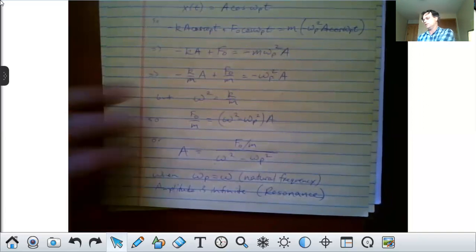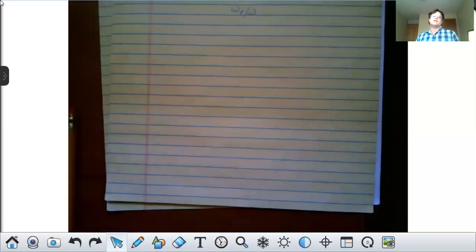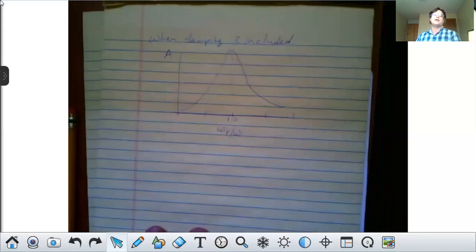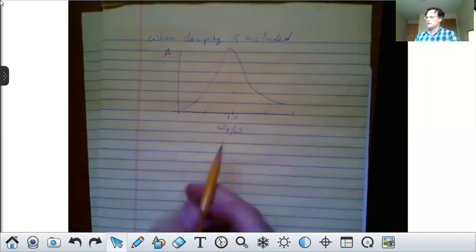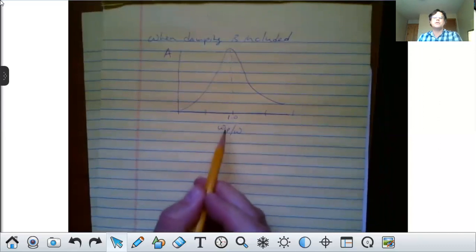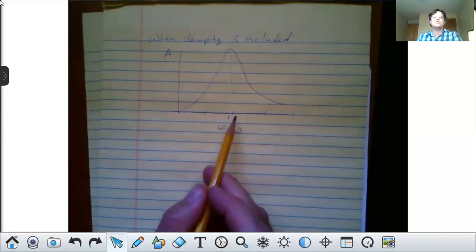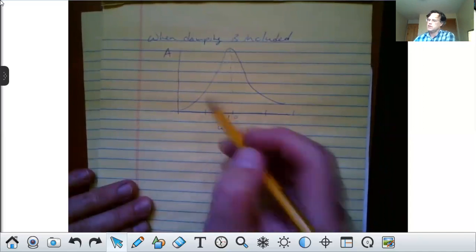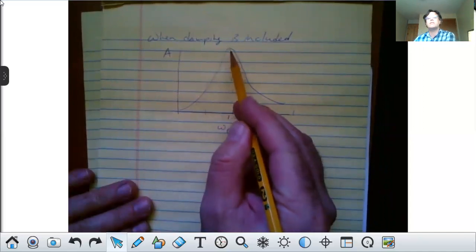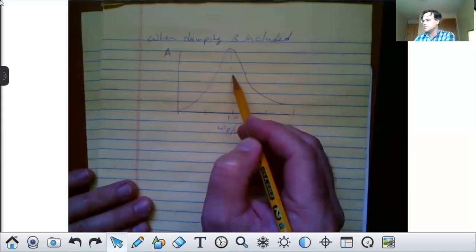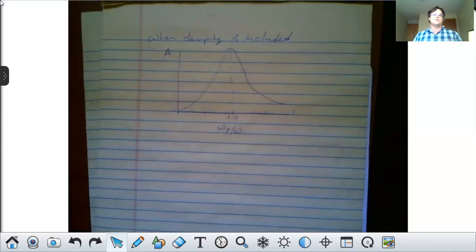Now, I should mention that if you did have damping, the amplitude does not become infinite. Let's take the ratio of my pushing frequency to my natural frequency. When it equals 1, they're equal. With damping, you'll get a large amplitude, but it will not become infinite. And the more damping you get, the lower the amplitude. But again, resonance means pushing frequency equals natural frequency, and you get a large amplitude.